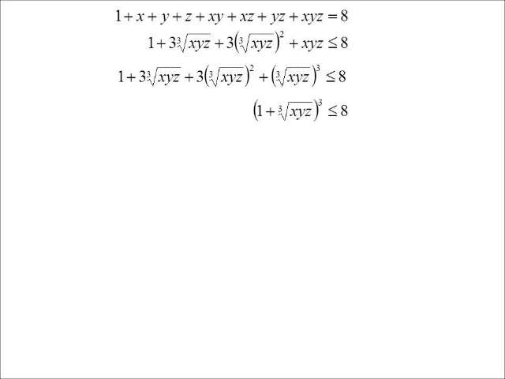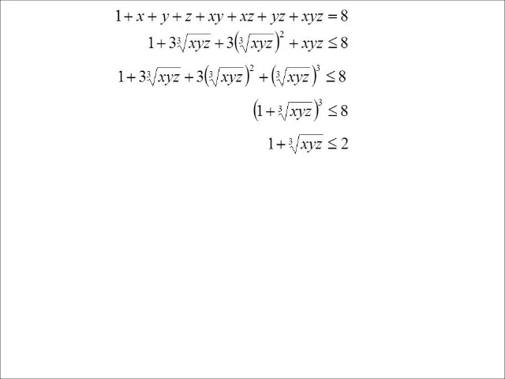You might not recognise it yet, but I'm going to write that last term a different way. Instead of writing it as xyz, I'm going to write it as the cube root of xyz cubed. Because now have a look at the pattern. 1, 3, 3, 1, power of 0, power of 1, power of 2, power of 3. That is 1 plus the cube root of xyz, cubed.